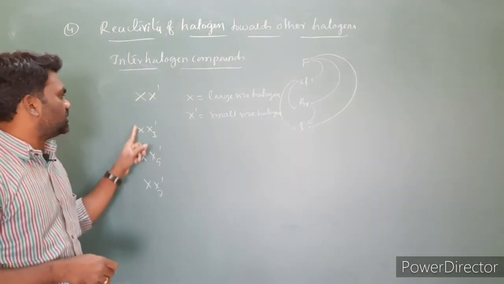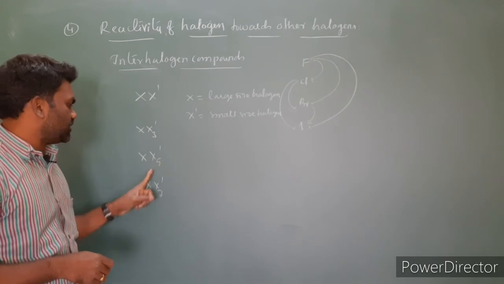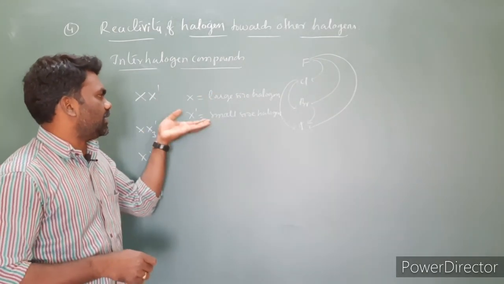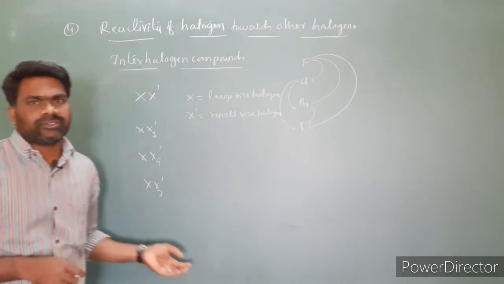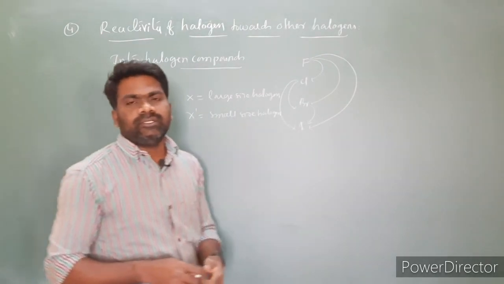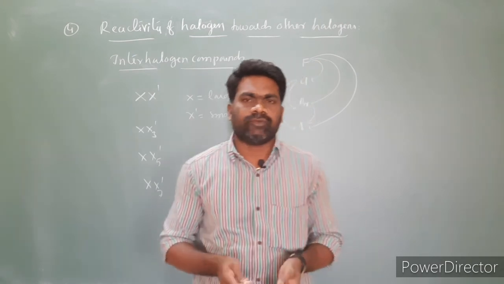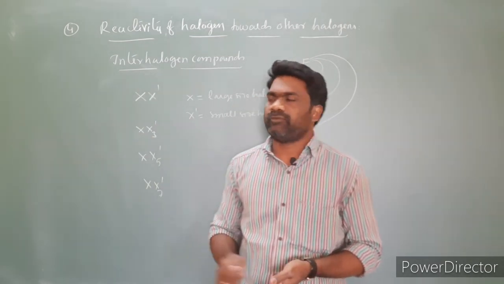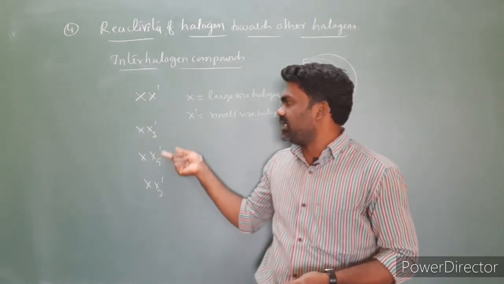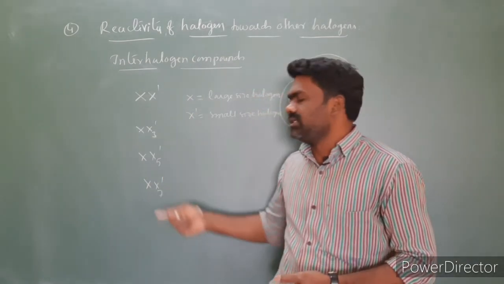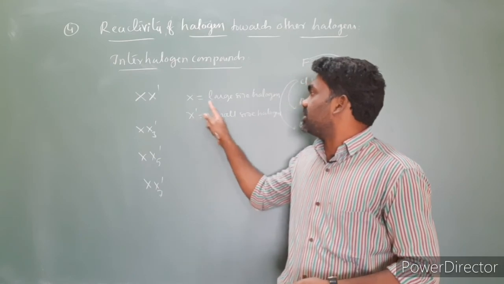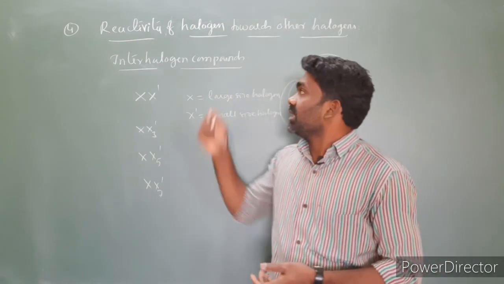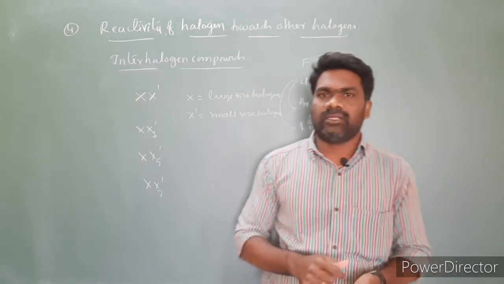So XX', XX'3, XX'5, and XX'7, where X is the large size halogen and X' is the small size halogen. Halogens react with themselves to form compounds known as interhalogen compounds. They are of different types. So X is the large size halogen atom, X' is the small size halogen. So this is the reactivity of halogens towards other halogens.